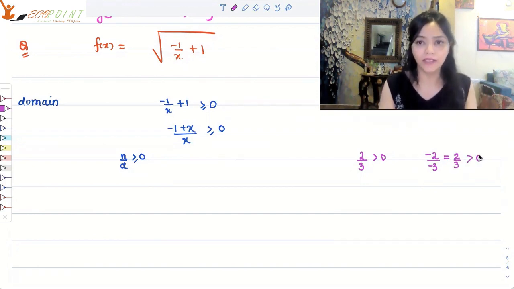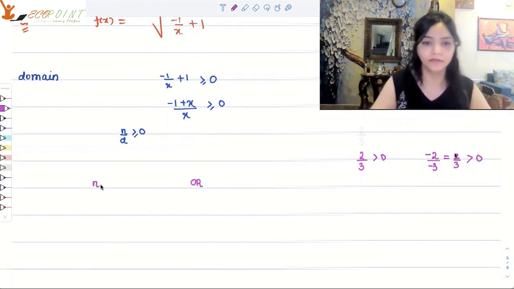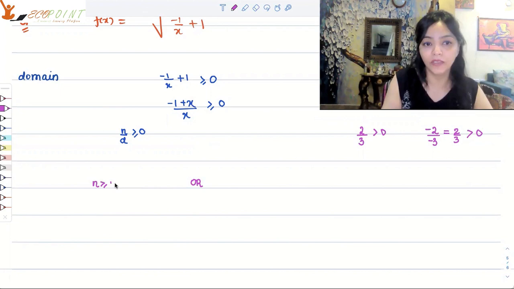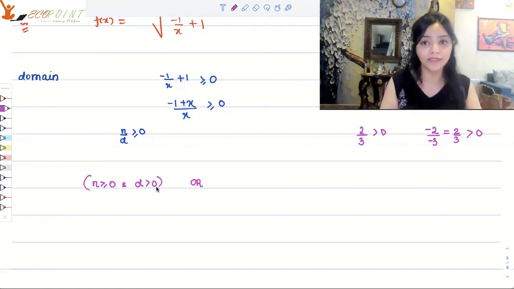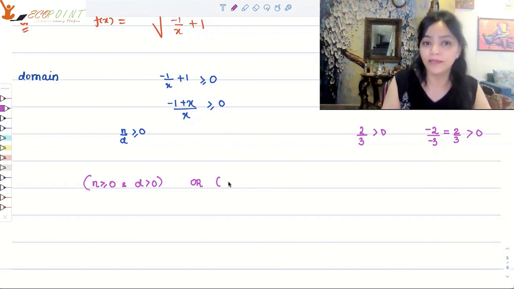So what is it telling you? A numerator upon denominator form could be positive under two scenarios. Either both the numbers, numerator and denominator, are positive, or both are negative. Either numerator greater than or equal to 0, and simultaneously denominator strictly greater than 0. In the previous example we saw, we cannot have 0 as the denominator, right? Or else both are negative: numerator is less than or equal to 0 and denominator is strictly less than 0.